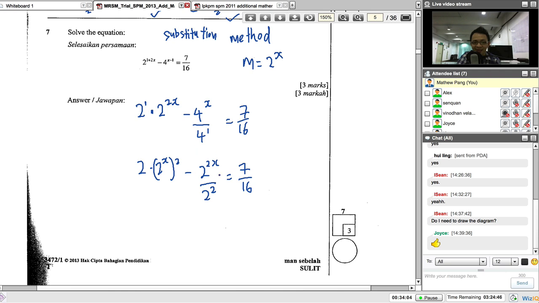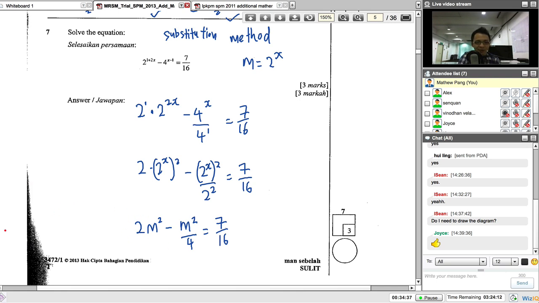And then just now I said this one actually is the same thing, right? So I'm going to change this 2 power of 2x, so I can change it to 2 power of x squared. Because I just want to make the whole equation look simple. So therefore this is 2m squared minus m squared over 4 equals 7/16. Alright. So then I can solve it easily. So I multiply 16 for everything. So I multiply 16 here.